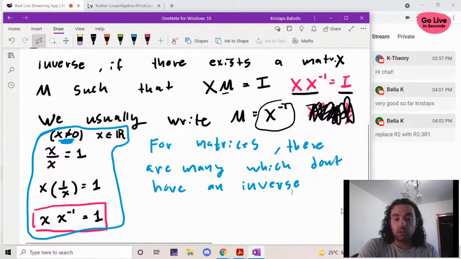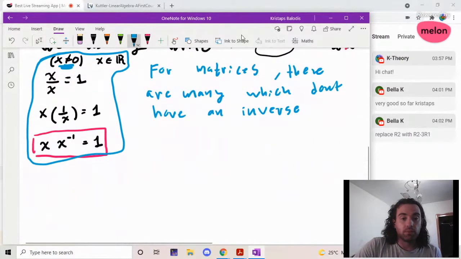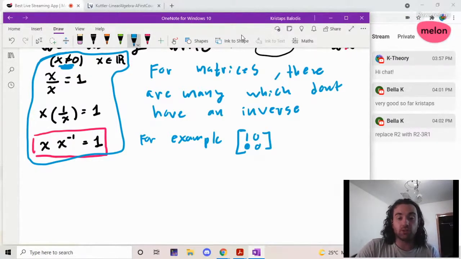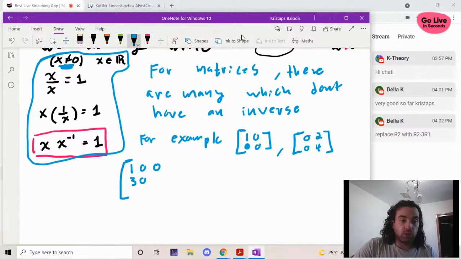So, for example, this matrix 1 0 0 0 does not have an inverse. The matrix 0 2 0 4 does not have an inverse. What else could I do? 1 0 0, 3, 0, negative 3, 9, 0, negative 9. None of these have inverses.